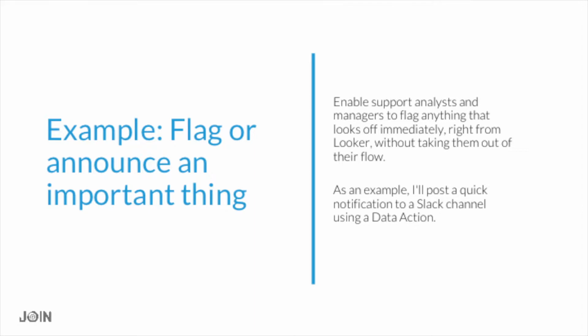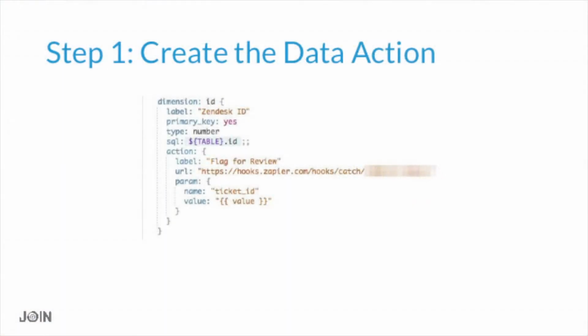So as an example, I'll post a quick notification to a Slack channel using a data action. The first step is to just write the data action. This happens in LookML, and it just gets put right into the dimension or the measure definition. This action parameter takes a label, the URL, and then as many parameters as you want to send. And then you just use liquid to define what kind of data you want to show up in that parameter. So this gives you a lot of freedom to decide what kinds of data and in what structure you want it to show up in.